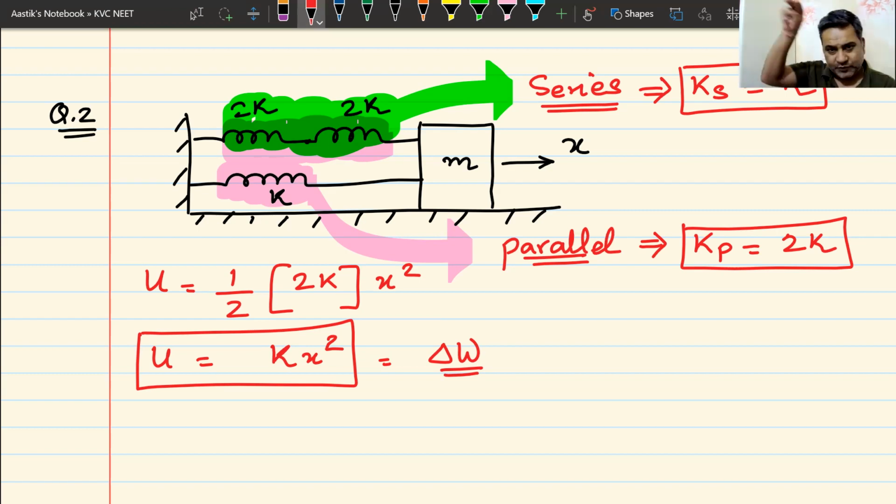Okay. Do we understand how we have done this? Online class, offline class, do we understand this? The upper two springs, the green springs, are in series. So first you find the effective spring constant of that combination, that is K. Then this K and the K below, K and K, are in parallel. It becomes 2K. Energy becomes half of 2K into X squared. The answer is Kx squared.